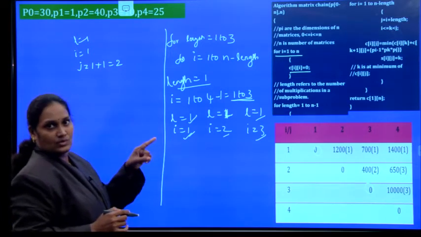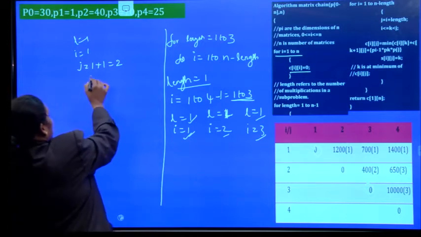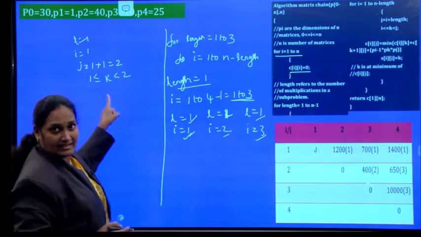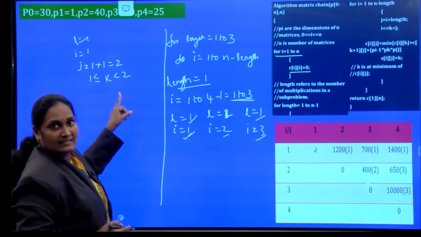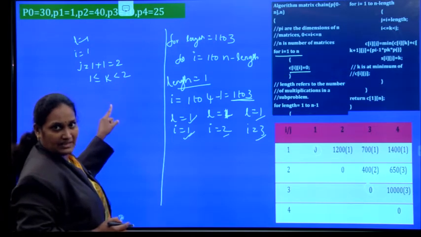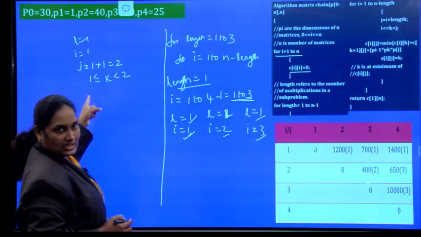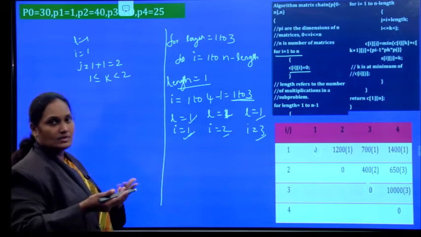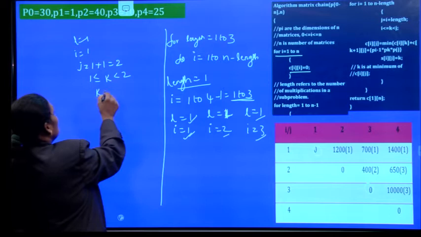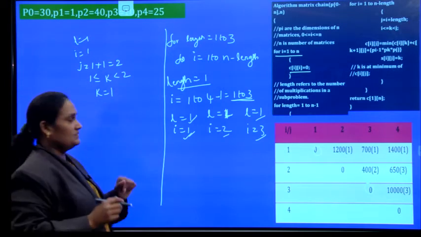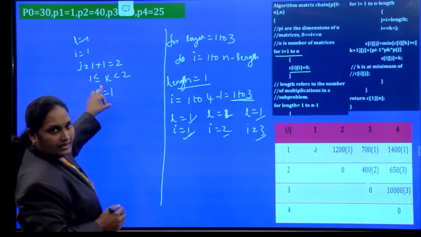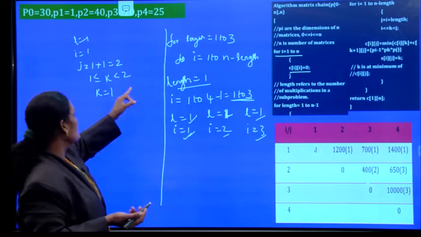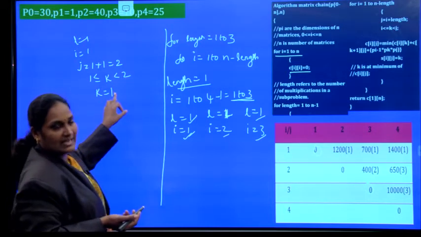Now what is the next step? i less than or equal to k less than j. i is 1, so 1 less than or equal to k less than 2. That is, k is an integer value which lies between 1 and 2. Is there any integer value between 1 and 2? No. So k takes only one value, which is 1. So the k value becomes 1.